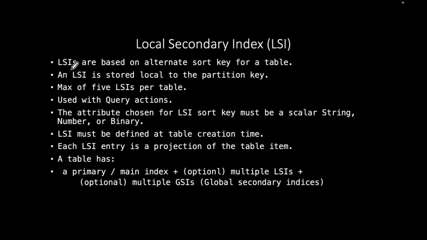Because of the way the LSIs are structured, they're still based on the partition key. LSIs are always going to be stored on the same partition as the main index. There's a maximum of 5 LSIs allowed per table. That's really because there is a limit to the size of a partition. It's 10 gigabytes. So you can't really have a table that might have 100 LSIs, because the LSIs are just going to chew up the partition size, and you're not going to be able to store as many items in a partition as you would like. So that's where there's a limit, I guess.